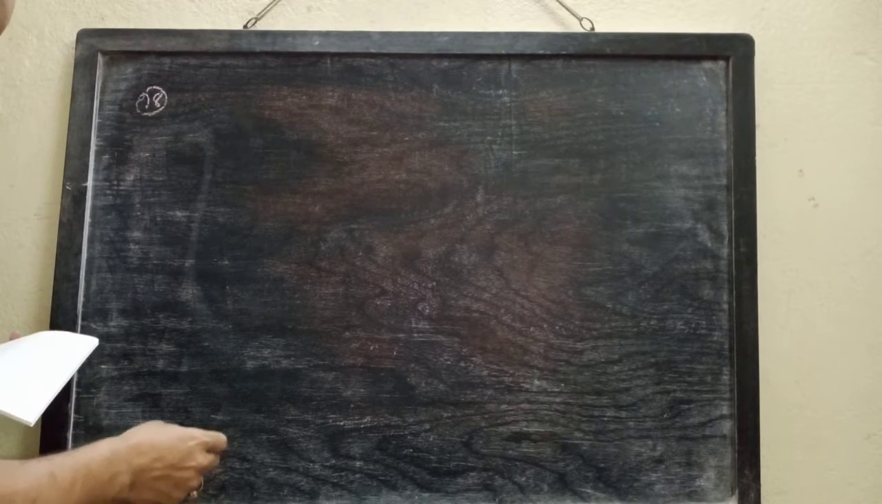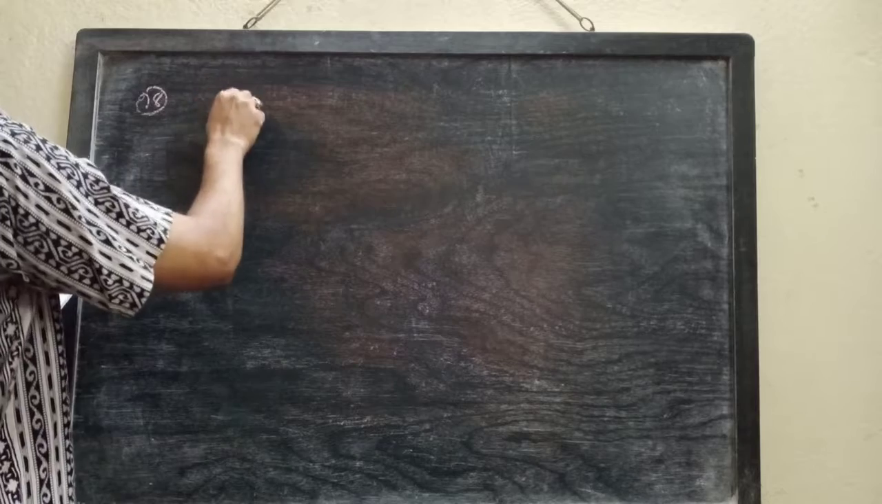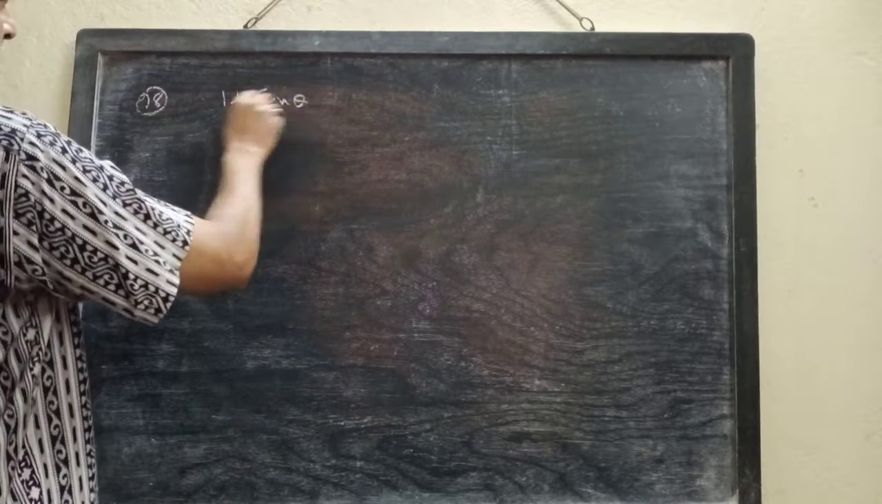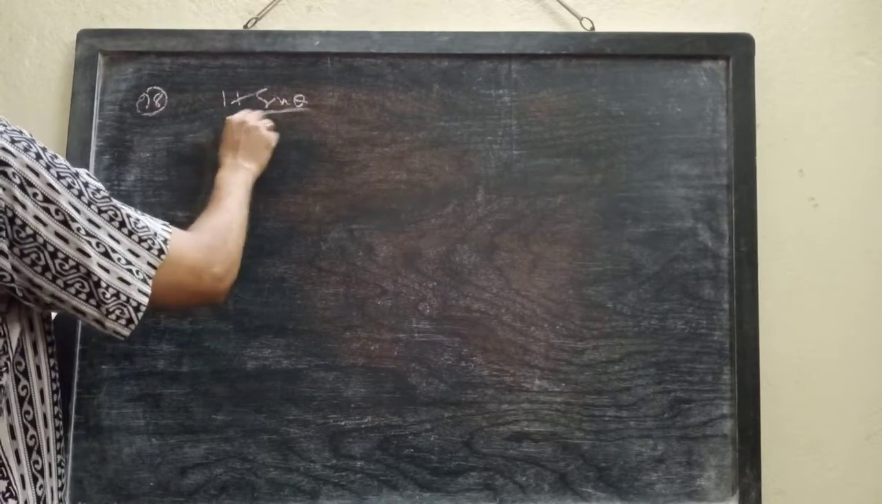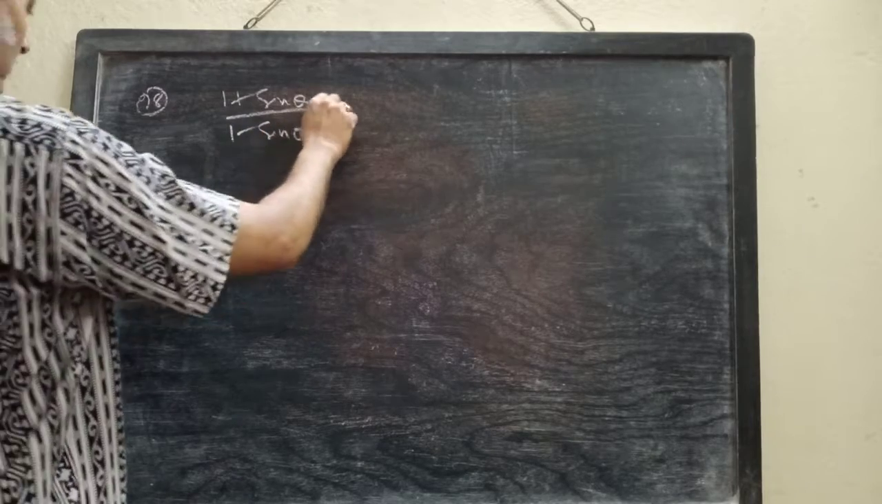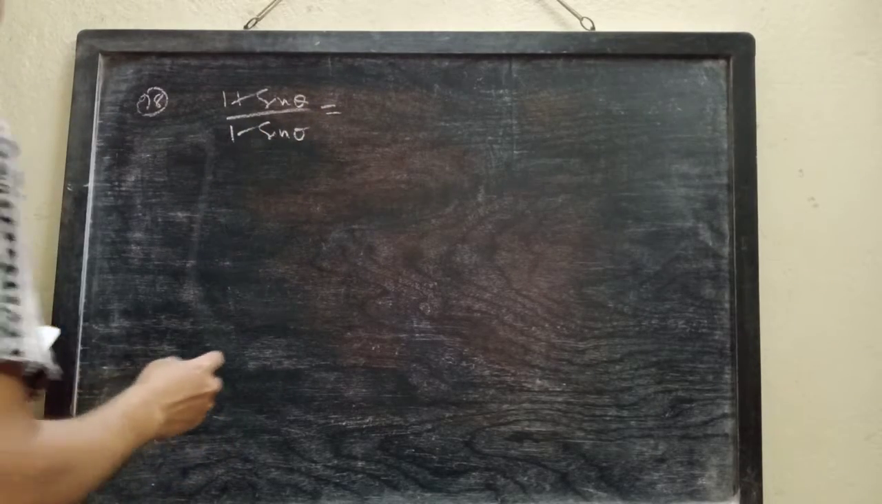Next, this is 98. 1 plus sin theta by 1 minus sin theta is equal to sec theta plus tan theta whole square.